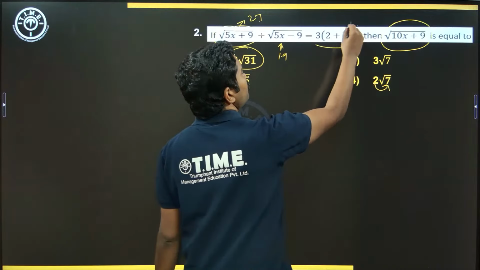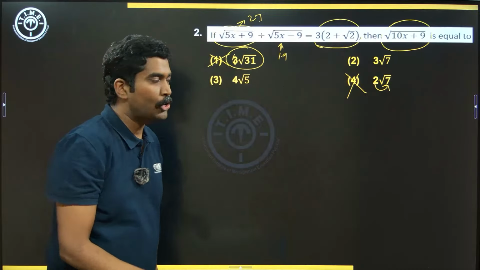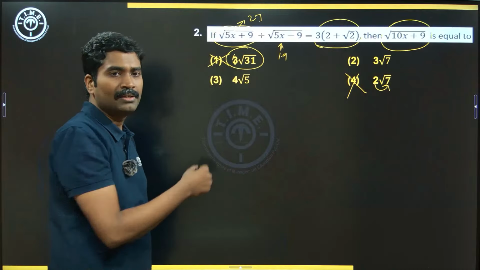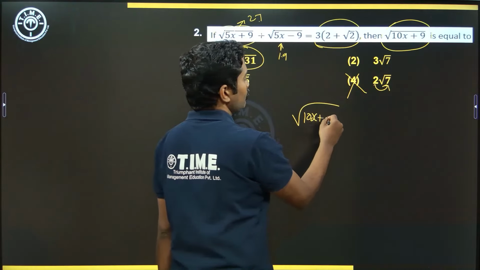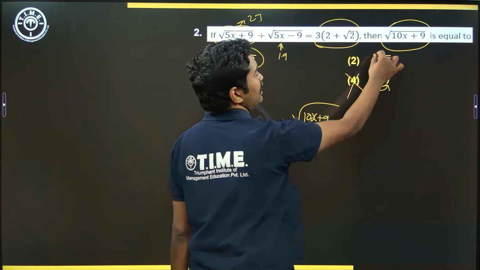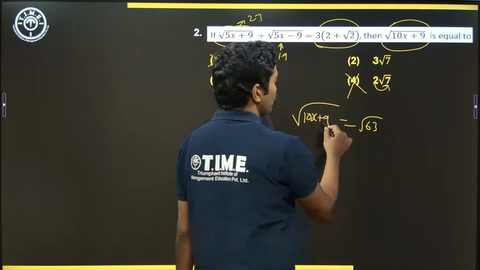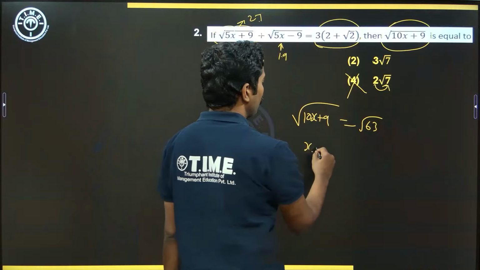But hey, here we already saw this was 10 point something. So that was too big. This was too small. Now our answer lies between 2 and 3. Let's go with option 2 first. Root 10x plus 9 is equal to 3 root 7. Send the 3 inside. 3 3s are 9. 9 7s are 63. This is root 63. So 10x plus 9 is 63. 10x is 54. X is equal to 5.4.